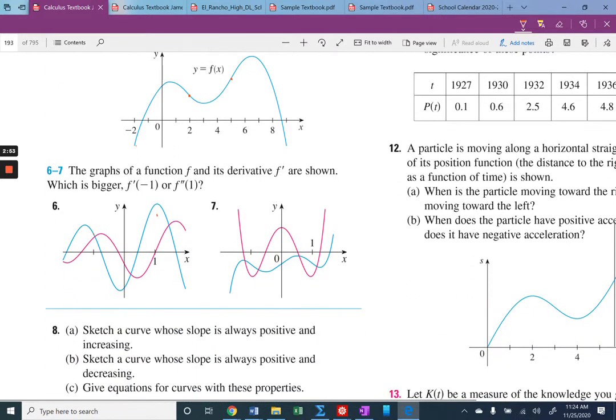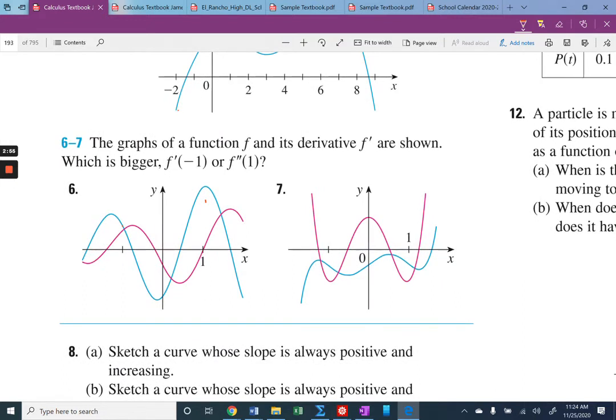Number 6 is the next one that was asked about. It says the graphs of a function f and its derivative are shown. Which is bigger, f prime of -1 or f double prime of 1? Now they don't tell you which graph is f and which one's f prime, so we're going to have to first determine that.